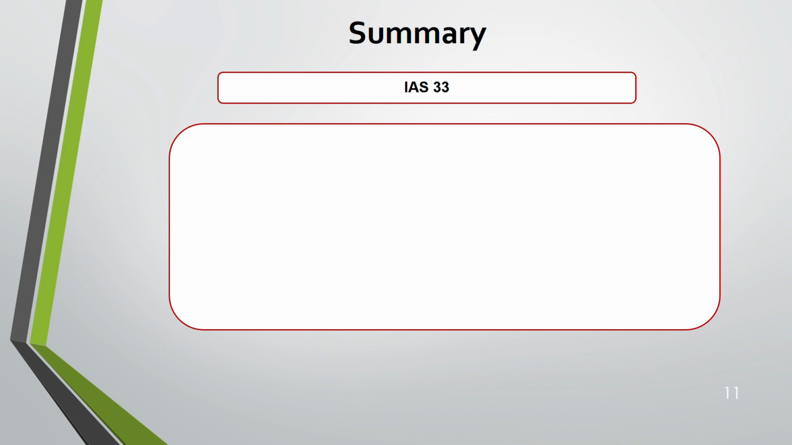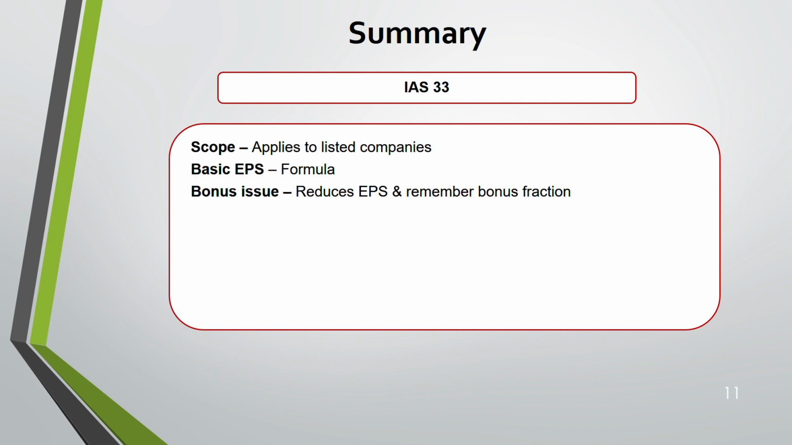Now some key points that you need to remember about IAS 33. Scope: only for listed companies. Basic EPS, remember the formula: earnings divided by shares, that means your profit divided by your weighted average number of shares. Then we have bonus issue. A bonus issue reduces your EPS, and remember the bonus fraction formula. Rights issue also you need to remember, but you need to adjust that bonus fraction for the rights issue.